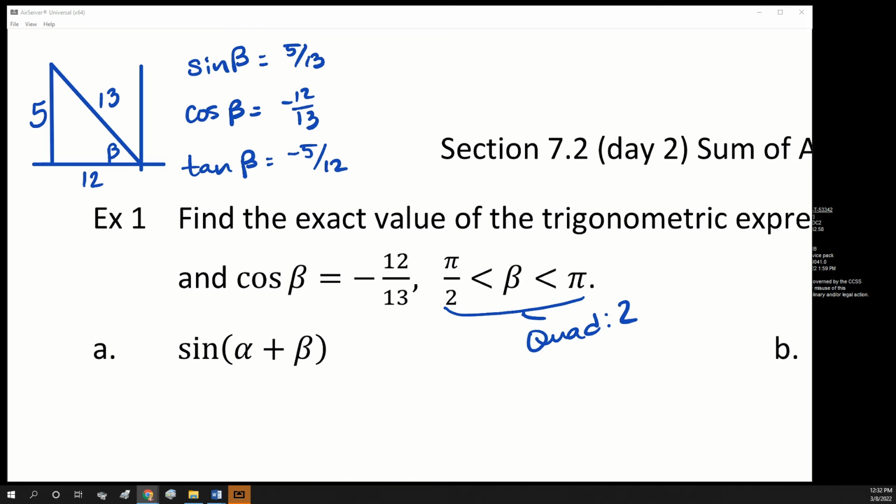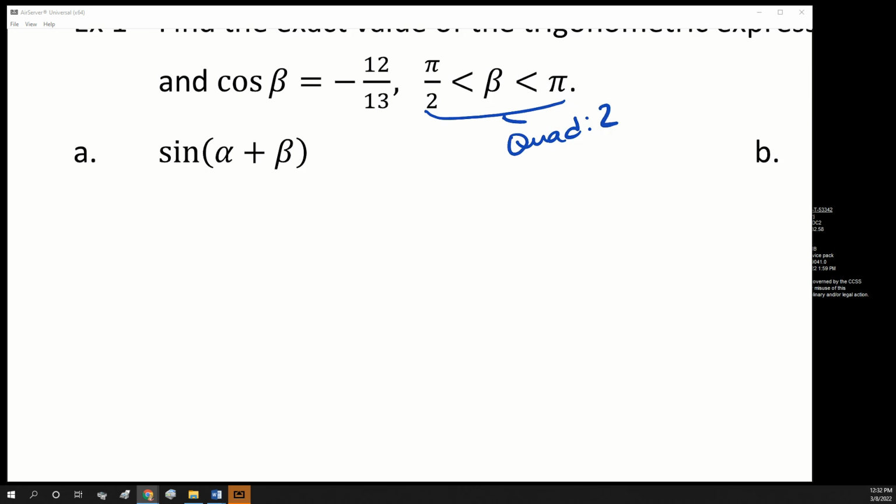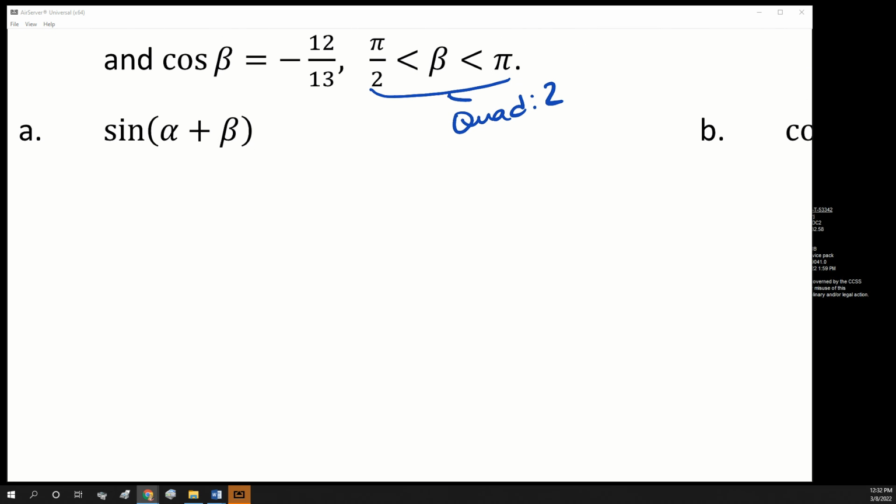So what we're going to do on example 1a is find the sine of alpha plus beta. The first thing I'm going to do is look at my identity sheet, and in the place of S, I'm going to put in alpha, and in the place of T, I'm going to put in beta. You may have these memorized. I don't know if you've used them quite a bit. If not, it's okay. You don't have to memorize them.